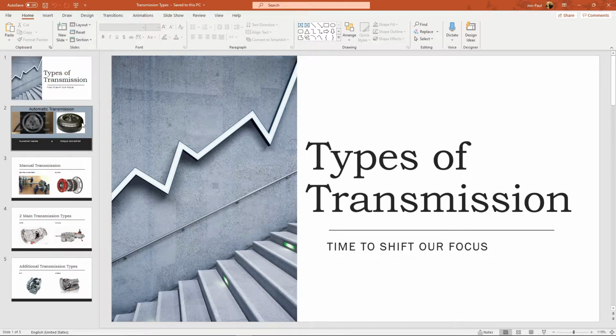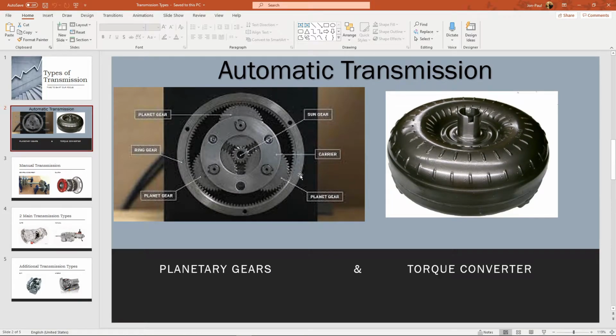There are two main types, right? You've got an automatic and a manual. What makes an automatic an automatic? The fact that it has planetary gear sets. So that's this guy on the left. The three main components here that I'm just going to tell you, and we'll go over a lot more next month, but it's so simple.